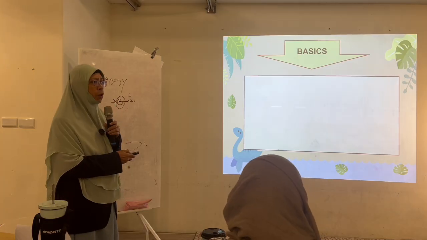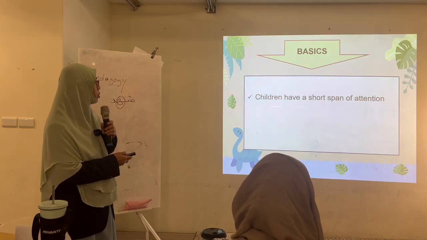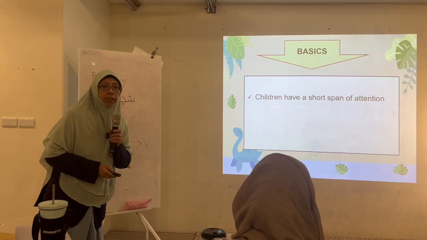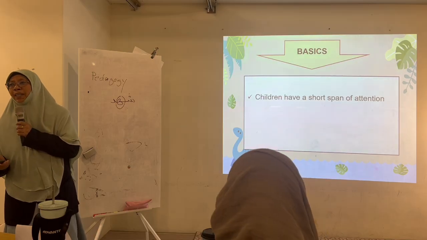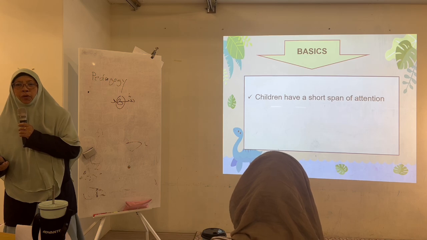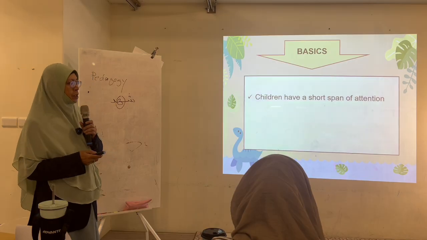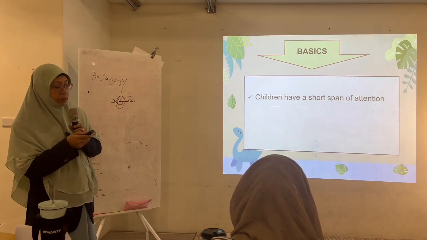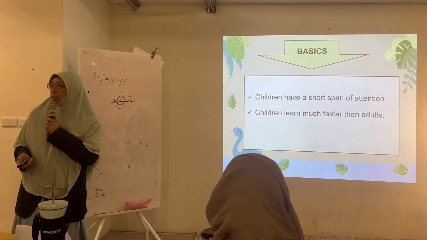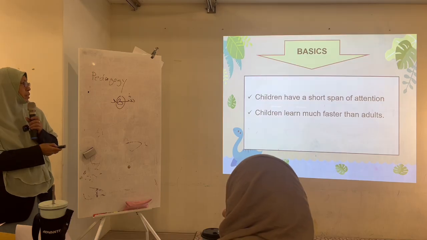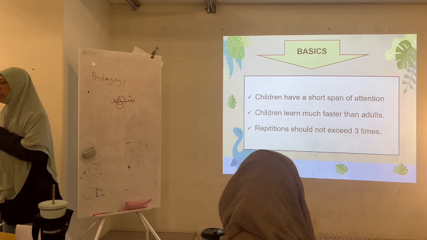So before we start giving the vocabulary to the children, what we have to know is that children have a short span of attention. Okay? So you don't teach the children for a long time, okay? Because they get bored. They want to play after that, okay? And then children learn much faster than adults. Okay? They learn very fast, and then repetitions should not exceed 3 times.